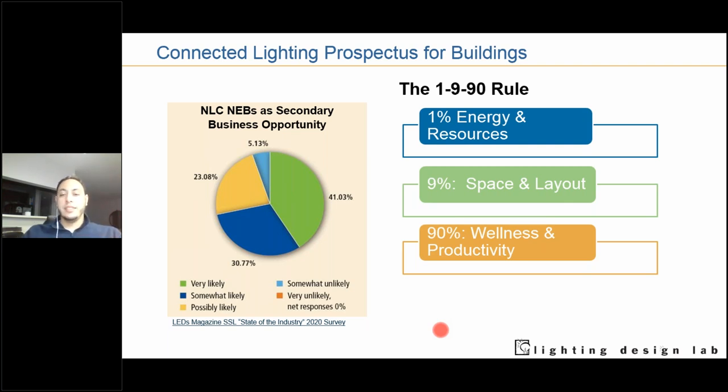And 90% of that building budget per square foot is spent on what we call the wellness and productivity. That's the most impactful element that can be affected by smart building systems. That's all employee wellness and productivity, which includes your acoustic and visual comfort, the thermal and indoor air quality, all of the building amenities, and whatever can help improve employee health, comfort, and work-life balance.